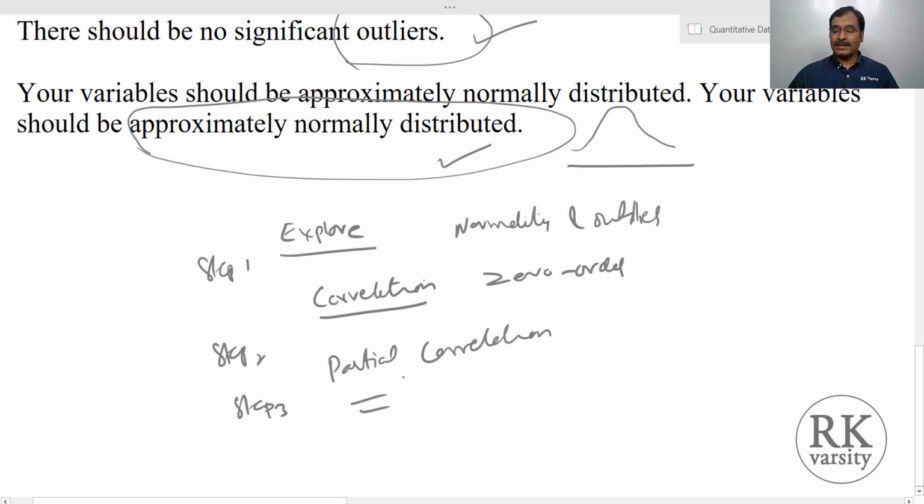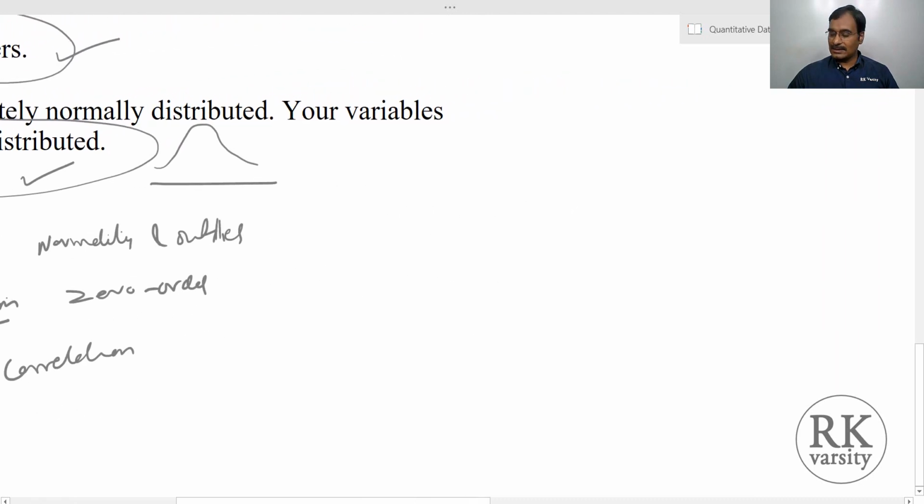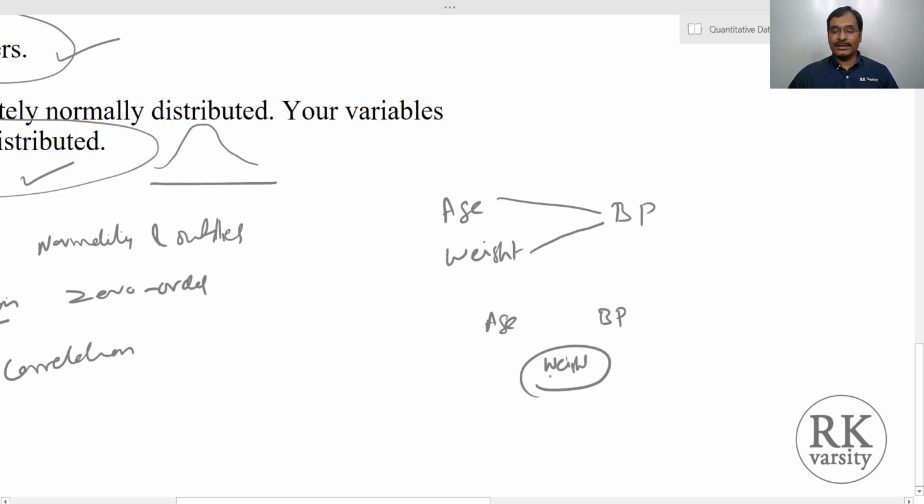Now I explain this with an example. Here in this example, we have three variables. One is age, the second is weight, and the third is blood pressure. We see that there is a linear relationship between age and blood pressure, as well as weight and blood pressure. In a partial correlation, we check the correlation between age and blood pressure, controlling for weight.